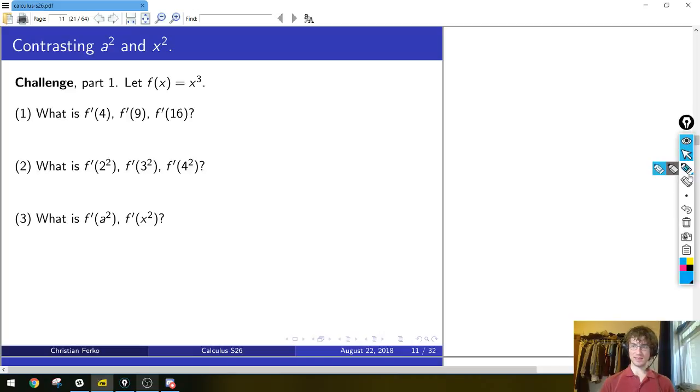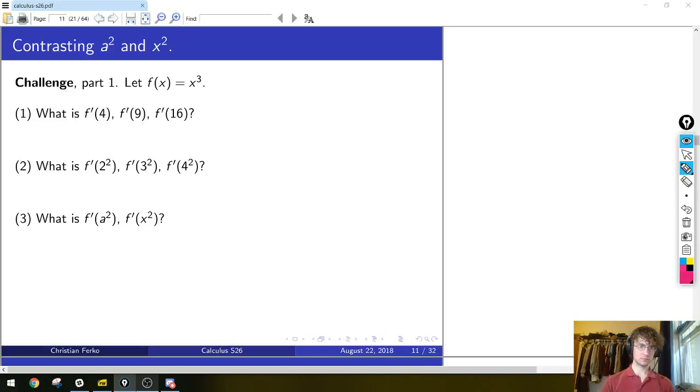Okay. This is actually a problem straight out of Spivak, and I quote Spivak on the next slide. But okay. f of x equals x cubed. What are these three numbers? f prime of 4, f prime of 9, and f prime of 16.